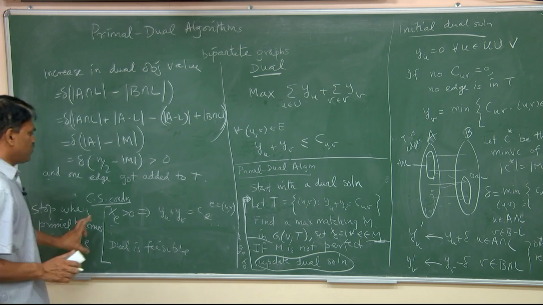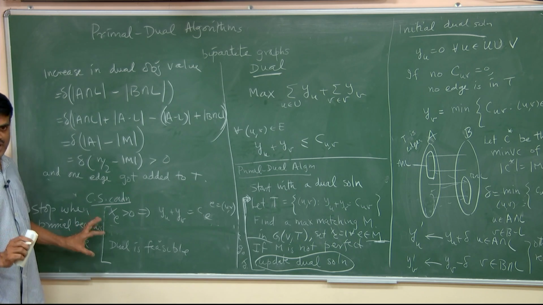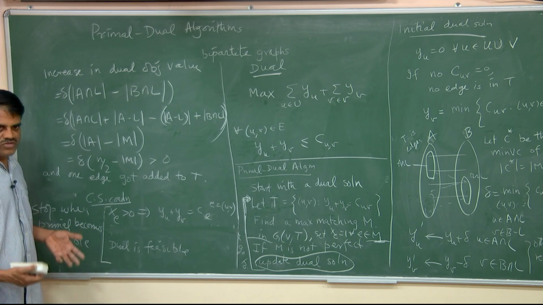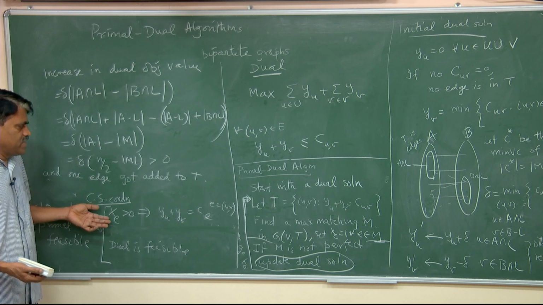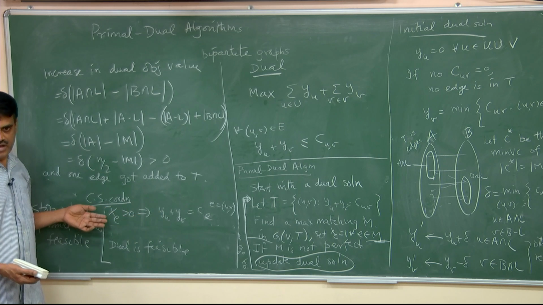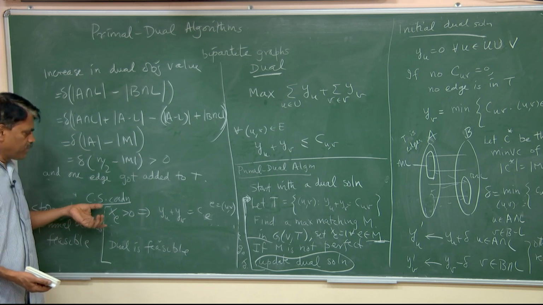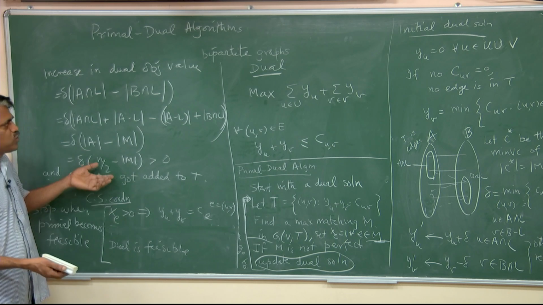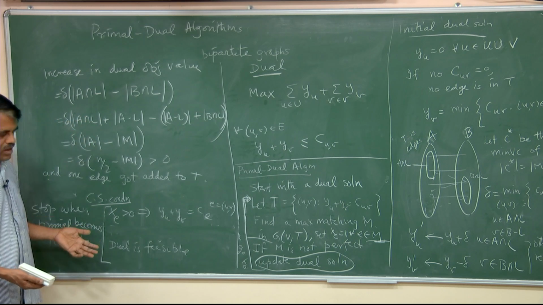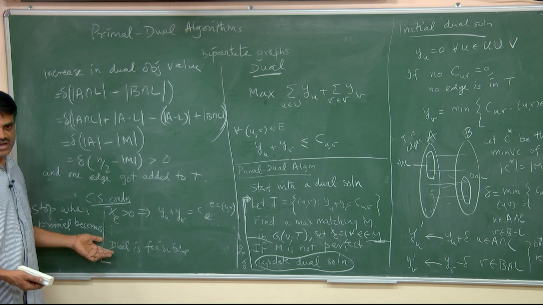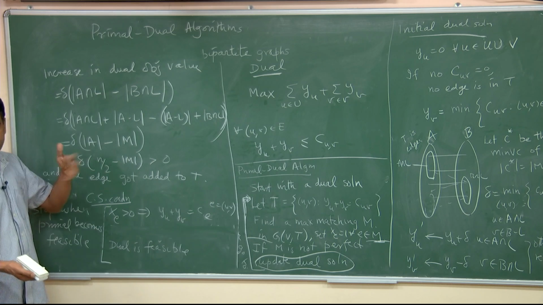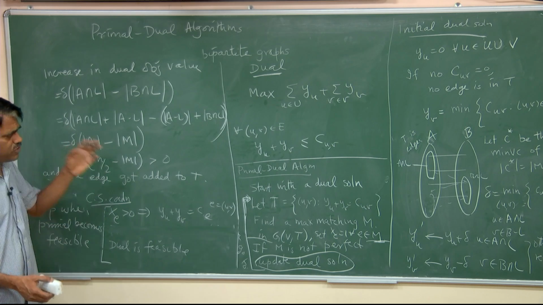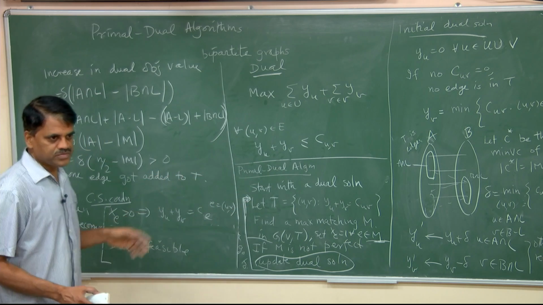So these two conditions are sort of important for me. I always maintain dual feasibility. I always maintain that anything I pick into the matching is from the tight edges. So complementary slackness guides me into what edges to pick, and I maintain dual feasibility. And when I stop, primal is feasible and the objective functions are the same, and so I get optimal. So this is a general philosophy of primal dual algorithms.